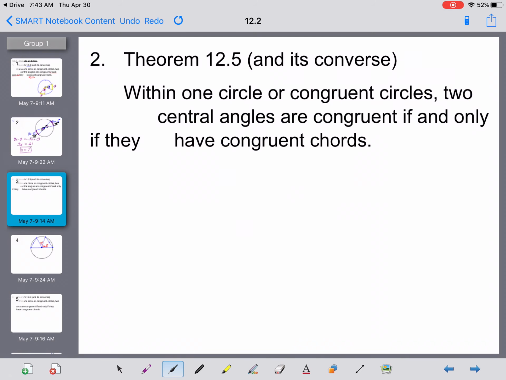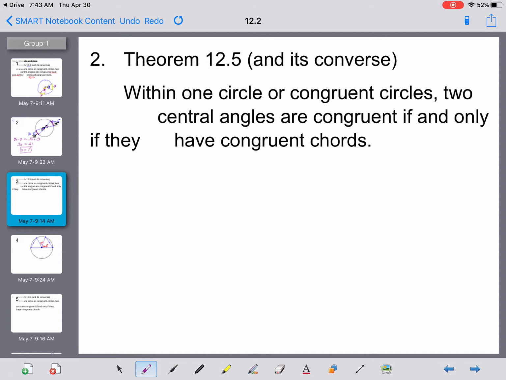Okay, second theorem we have on the day here is theorem 12.5. All right, within one circle or within two congruent circles here, two central angles are going to be congruent if and only if they have congruent chords. All right, so let's see what's going on right here.